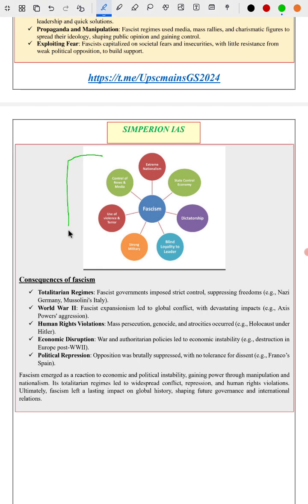Next, we are given another pictorial representation of why fascism rose in Italy. Again, these are the reasons, again the reasons for the rise of fascism. We are given a side heading on the last page. Next is the consequences of the rise of fascism, and we have given a conclusion for that particular chapter.